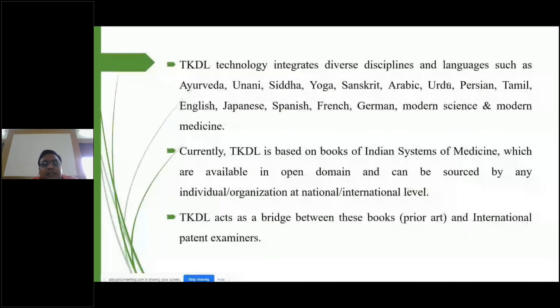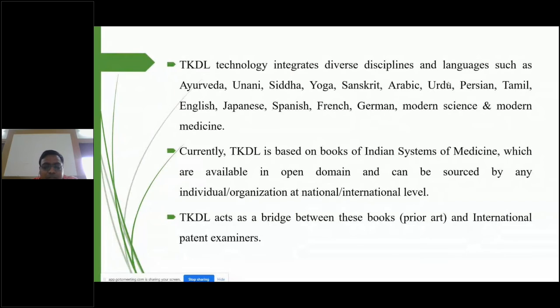This technology integrates diverse disciplines and languages such as Ayurveda, Unani, various yoga, Sanskrit, Arabic, Urdu, Persian, Tamil, English, Japanese, Spanish, French, German, modern science, and modern medicines. All languages are included in this TKDL. Currently, it is based on the best books of the Indian system of medicine which are available in the open domain. Anyone in the world can access this TKDL through the internet. It acts as a bridge between these books and international patent examiners.